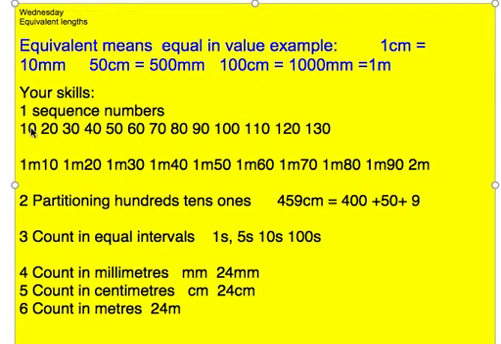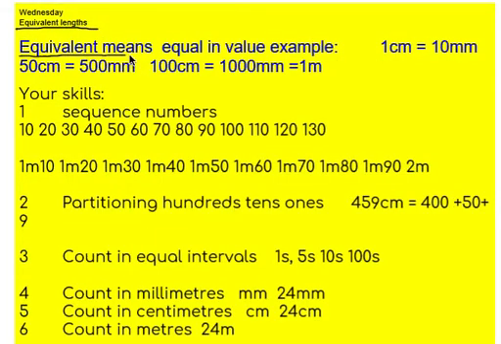Well, good afternoon. This is Wednesday Maths, and this maths is about equivalent lengths. The word equivalent means equal in value. For example, 1 centimeter equals 10 millimeters. 50 centimeters is 500 millimeters. 100 centimeters is 1,000 millimeters, which is also 1 meter.